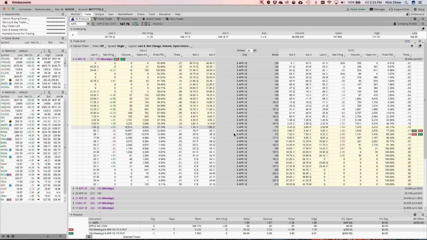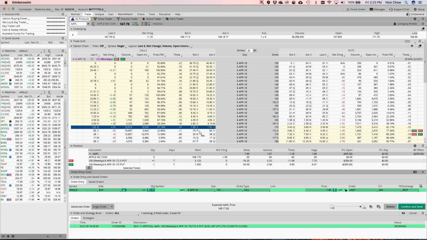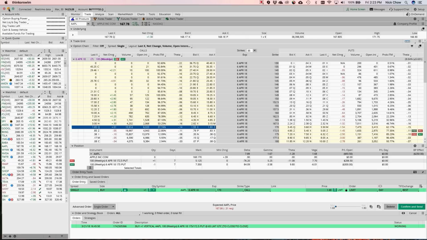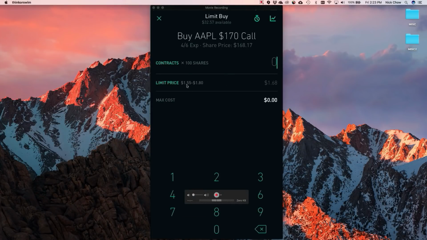So the ask is what people are willing to sell it for. The bid is what people are willing to buy it for. So if I wanted to buy this at the ask, I'd have to hit buy, but you're not getting the mid price here. So you can calculate the mid price, but if I go down here, you can see thinkorswim is calculating the mid price down here being $1.68. So when you price these options with this price here, the 1.55 is the bid, the 1.80 is the ask, and they don't tell you that. Now you may not get a fill at the mid price.